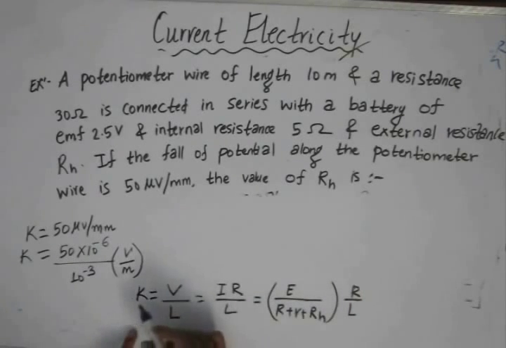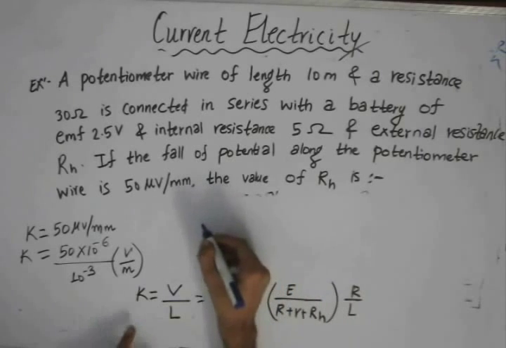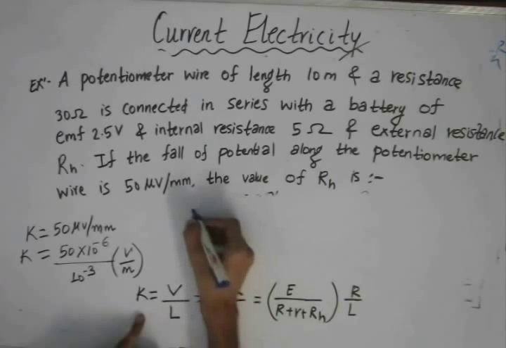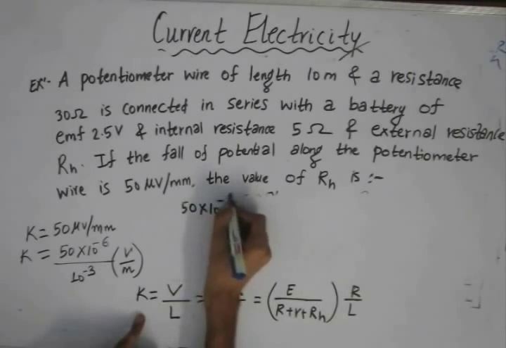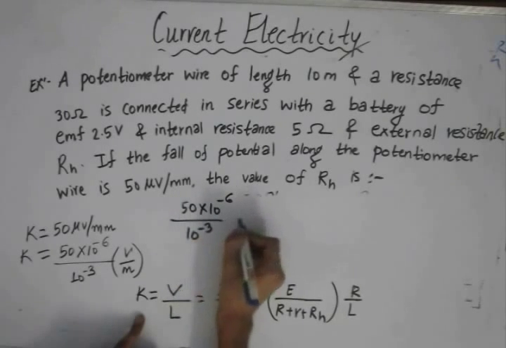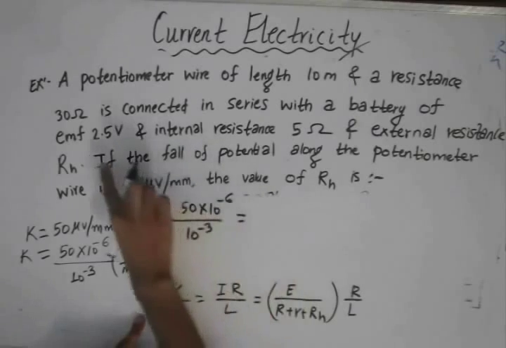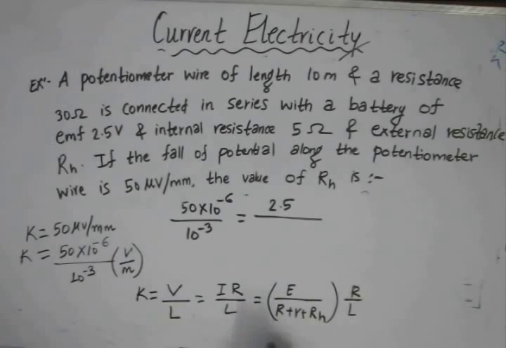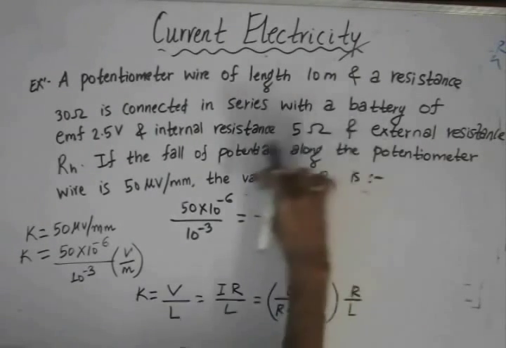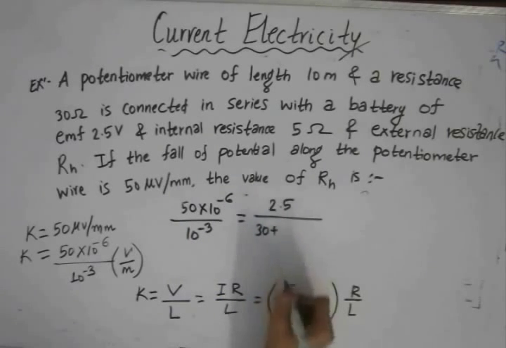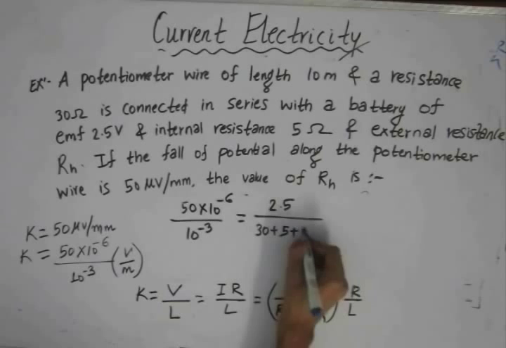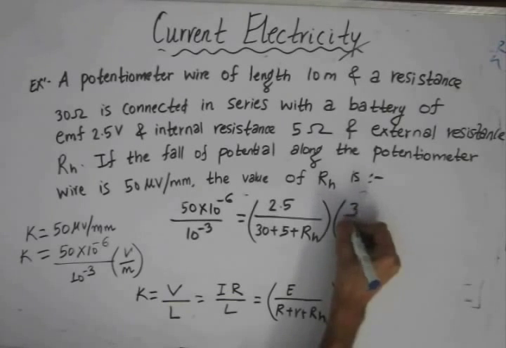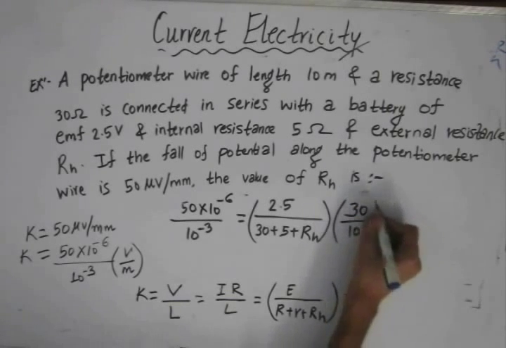So let us solve for this expression for K. From here we can see that K is equivalent to E by R plus, and so on. If we substitute for the value of K, we can write 50 into 10 to the power minus 6 divided by 10 to the power minus 3 is equal to E, the EMF of the cell, which is given to us as 2.5 volts, divided by the total resistance of the circuit. The resistance of the potentiometer wire is 30 ohm, plus the internal resistance is 5 ohm, plus the external resistance RH, times R by L. The resistance of the potentiometer wire is 30 ohm, and the length of the wire is 10 meters.